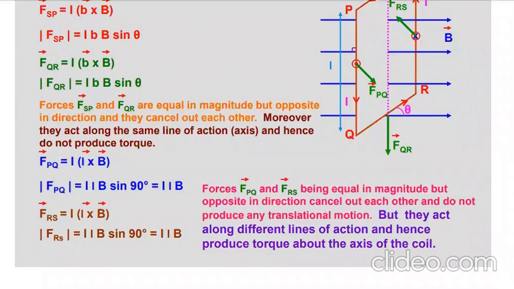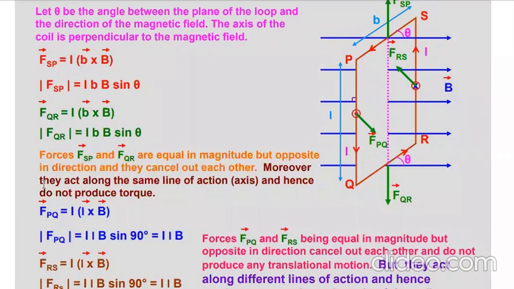So here you will see that force SP and QR are equal in magnitude but opposite in direction, and they cancel out each other. Moreover, they act along the same line of axis and hence do not produce any torque. So torque produced by these two forces is 0.